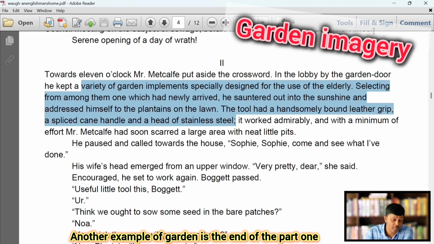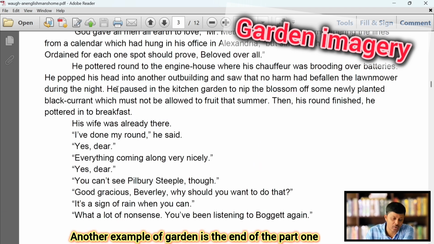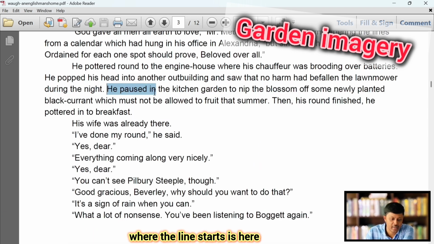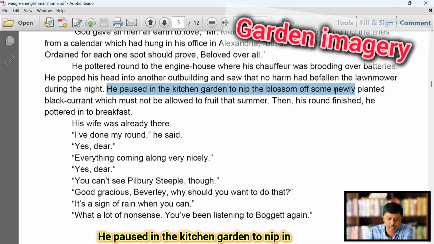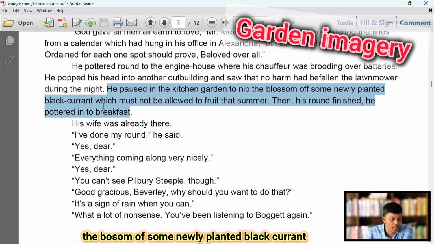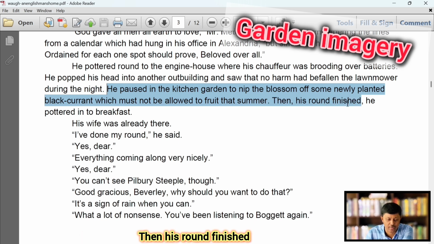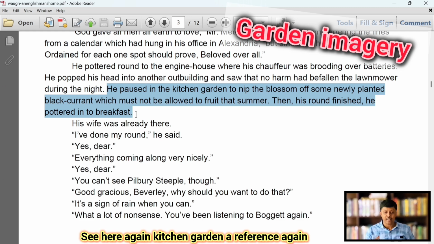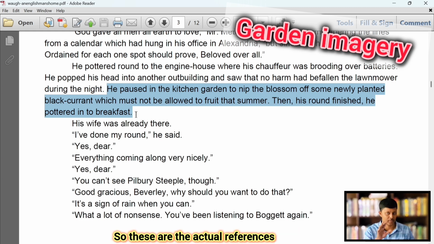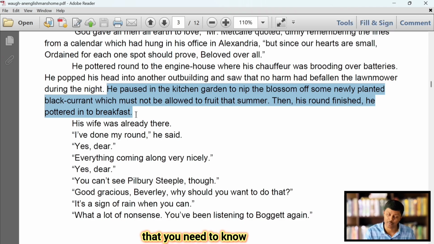Another example of the garden is at the end of part one, where the line starts here: "He paused in the kitchen garden to nip in the bud some newly planted blackcurrant, which must not be allowed to fruit that summer. Then, his round finished, he pottered in to breakfast." See here, again, kitchen garden, a reference again and again to the garden. So these are the actual references that you need to know.